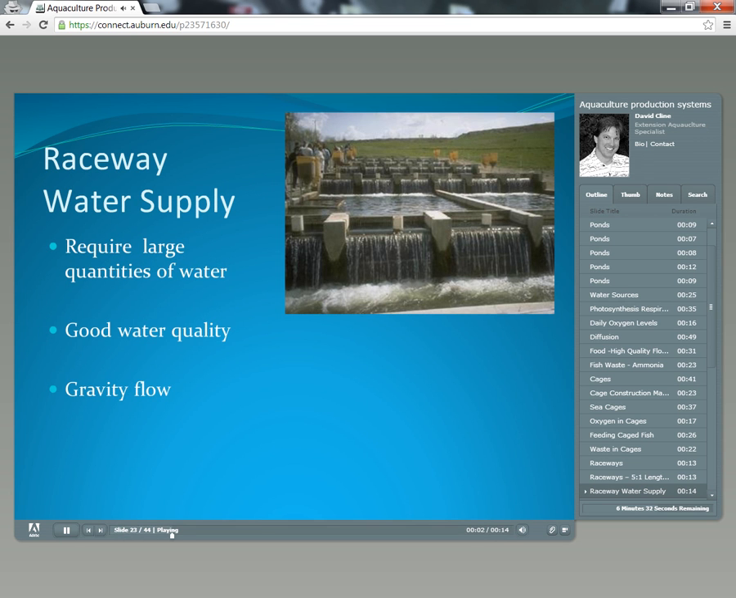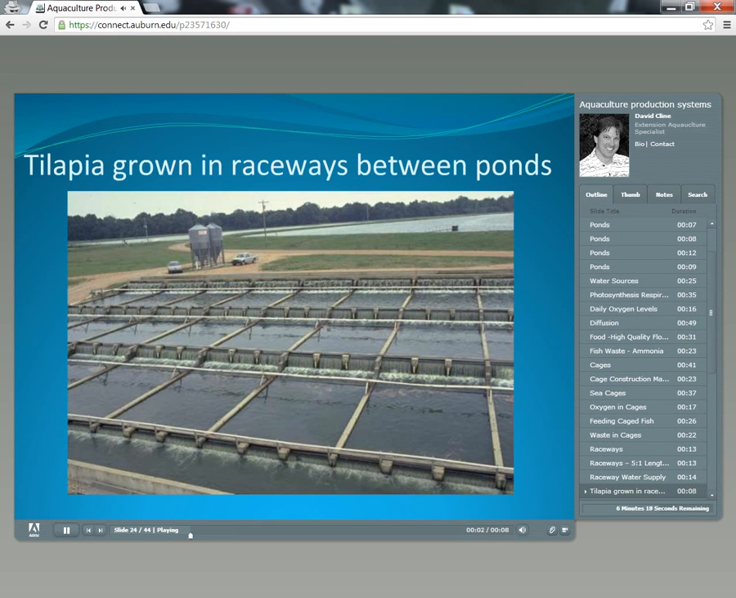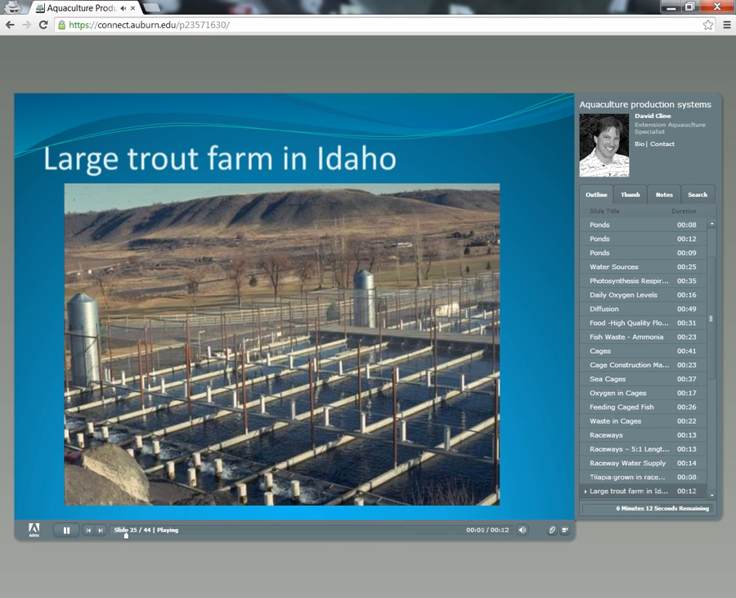Fish culture in raceways requires large quantities of high quality water, preferably supplied by gravity flow from artesian wells or water coming from a higher elevation. Raceways can be used for the production of both warm water fish, such as tilapia, or cool water species, but it's most commonly associated with the production of trout, and there are many trout farms in Idaho where they have lots of high quality fresh water flowing from the mountains.